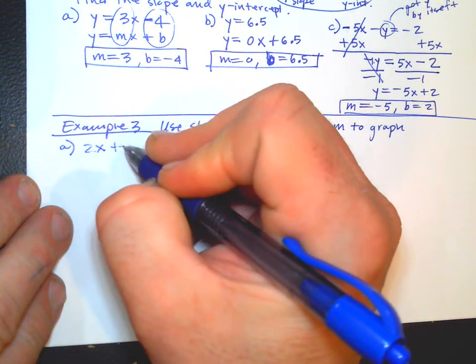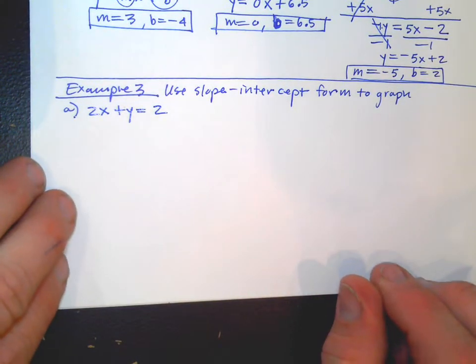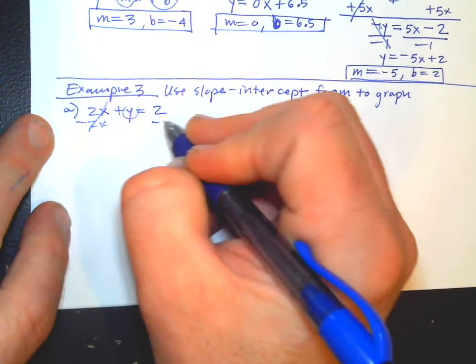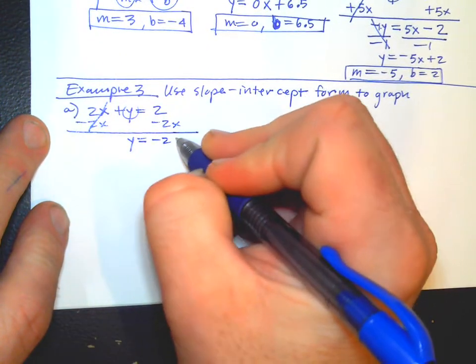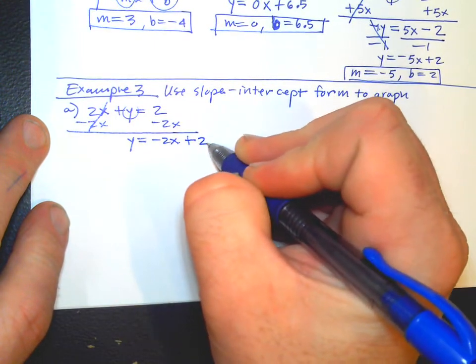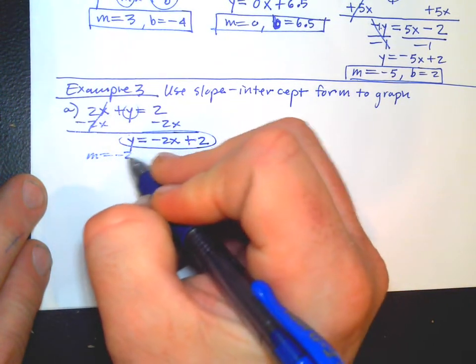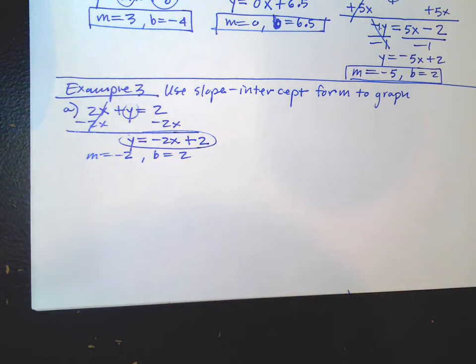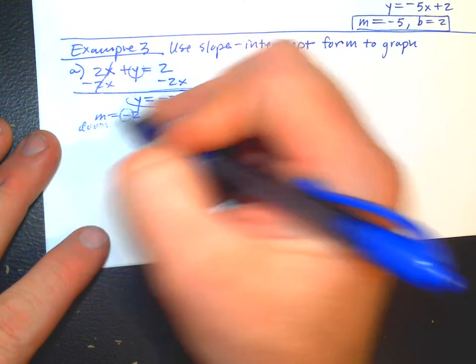2x plus y equals 2. So the first thing to do is to get it in the slope-intercept form. And if it's not, you got to get the y by itself. So you got to subtract 2x from both sides. Y is still on the left. I'm going to put the negative 2x first, and then the other 2 is positive, so I write plus 2. So I get it in slope-intercept form. And so then your slope is negative 2, and your y-intercept is 2. If you have those two things, it's pretty easy to draw a quick graph. Now, we do expect this graph to be going downhill left to right, okay?